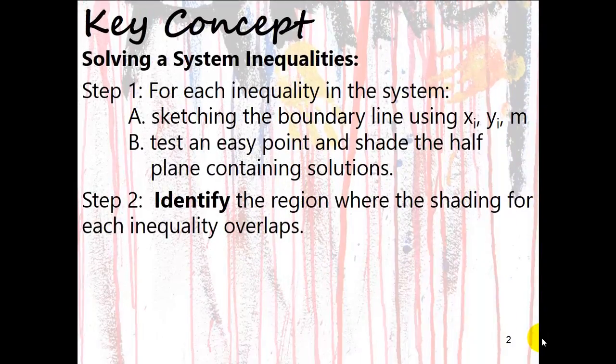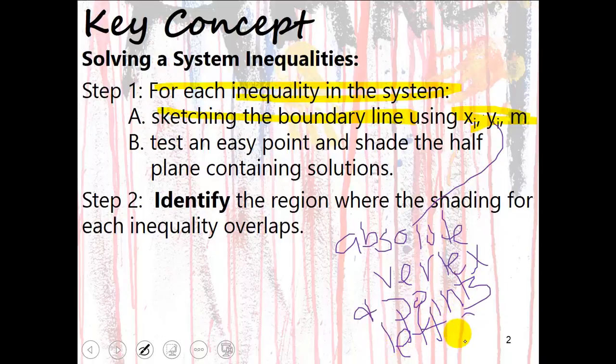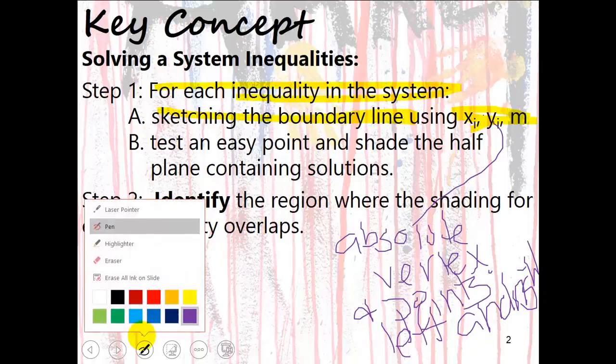So here's what we're going to do when we solve a system of inequalities. For each inequality in the system, we are going to sketch the boundary line. If you have a line, you're going to have x-intercept, y-intercept, slope. If you have an absolute value, you would be looking for the vertex and then points to the left and to the right. I'm going to do an example of that. Then you're going to test an easy point.